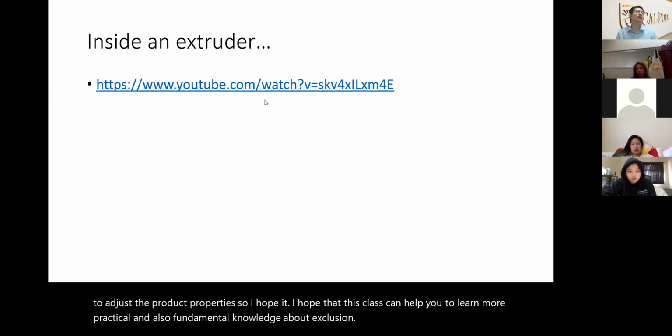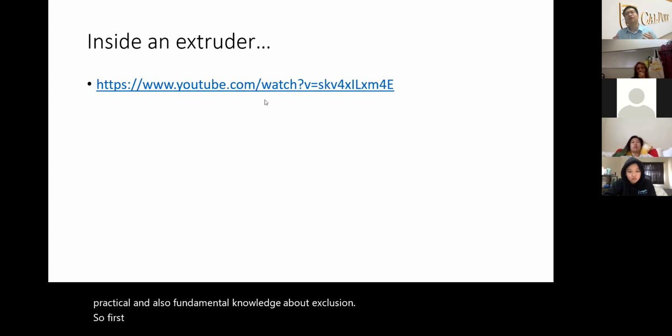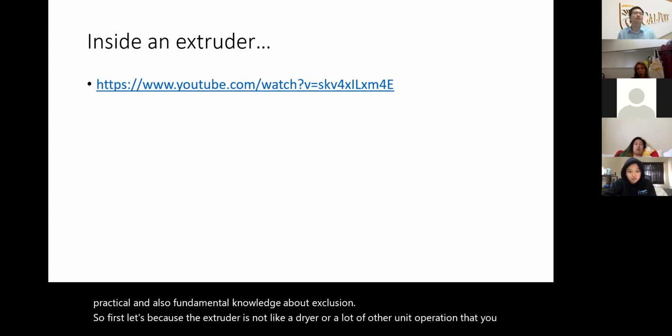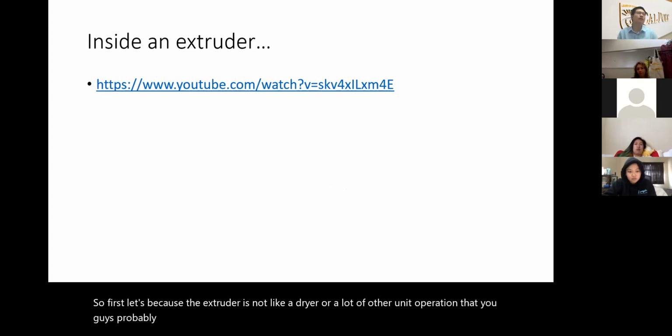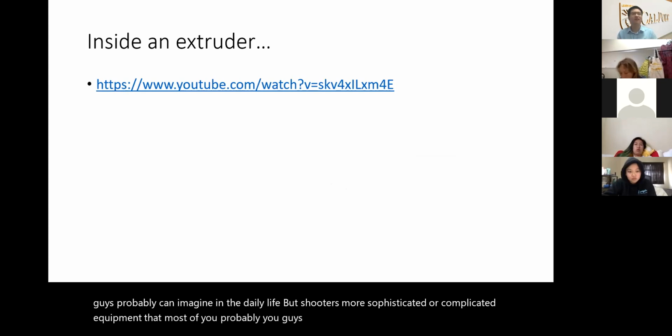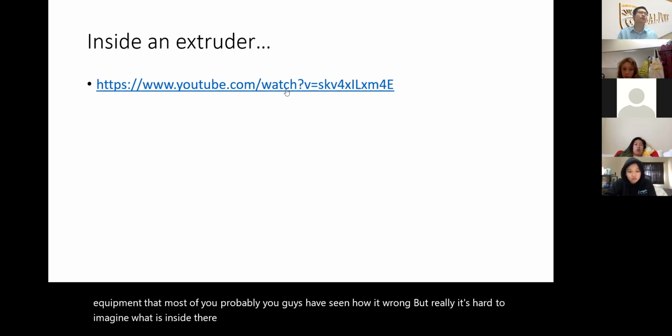So first, the extruder is not like a dryer or a lot of other unit operations that you can imagine in daily life, but is a more sophisticated, complicated piece of equipment. Most of you have probably seen how it runs, but it's hard to imagine what is inside there. So I will warm up with watching a video. Okay, so let's get a little bit more familiar with this equipment.